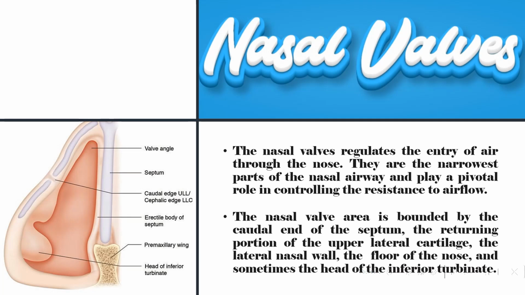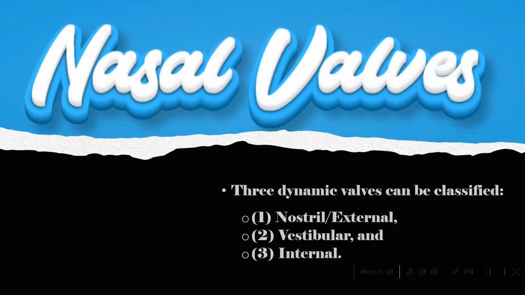The nasal valve area is bounded by the caudal end of the septum, the returning portion of the upper lateral cartilage, the lateral nasal wall, the floor of the nose, and sometimes the head of the inferior turbinate. Three dynamic valves can be classified: 1. Nostril/external, 2. Vestibular, and 3. Internal.